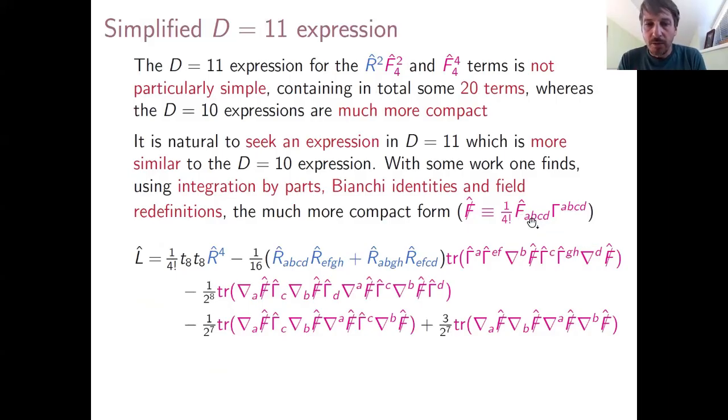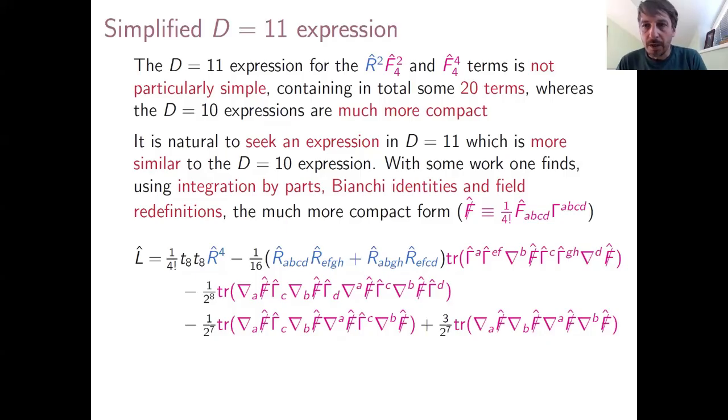If we define that, we can show that you can write this rather complicated expression with more than 20 terms in this compact form. So we have the R4 term, the R squared terms combine into this expression, which basically looks exactly the same as the 10-dimensional expression, except for a factor of 2 and the fact that the gamma matrices are 32 by 32 instead of 16 by 16. And then we have these 3 F to the 4 terms.